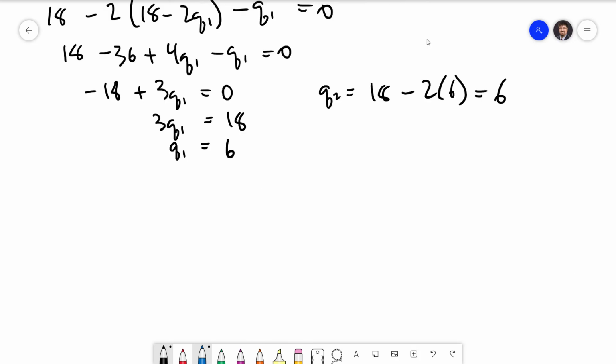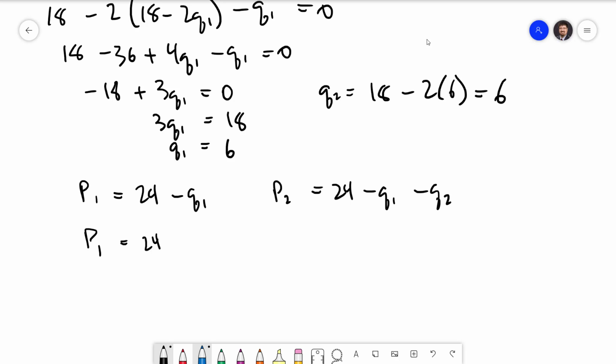The last step is to plug these quantities that we got into our price equations that we started out with. So I'll rewrite those. We had P1 equals 24 minus Q1. We had P2 equals 24 minus Q1 minus Q2. And so what we get is P1 is 24 minus 6, which is 18. P2 is 24 minus 6 minus 6, which is 12.